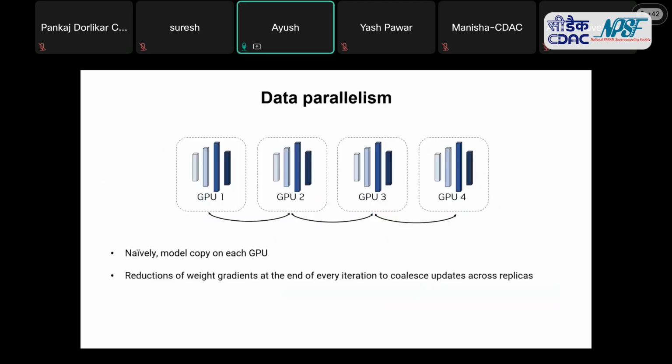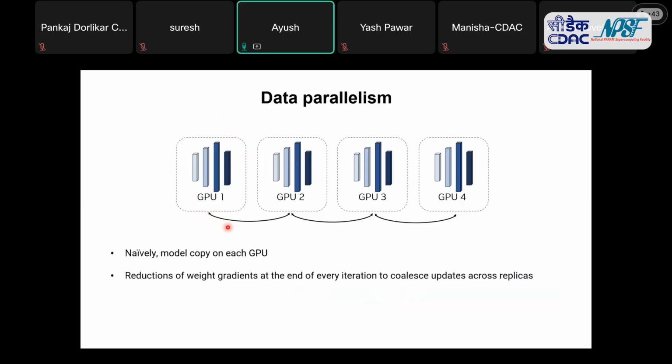As I mentioned, data parallelism is a model copy on each GPU, and at the end of every iteration, you do a reduction of weight gradients. You probably know how these gradients are calculated. It's just the derivative of the loss with respect to a parameter. After each iteration, because each model copy has seen different parts of the data, it will have different values for the gradient, because the parameters and loss are updated differently.